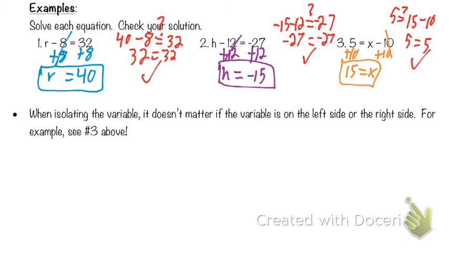Now we're going to solve using subtraction. When isolating the variable, it doesn't matter if the variable is on the left or right side. The equation is the same either way, okay? So whether you have 15 equals x or x equals 15, they're the same exact thing. We don't care. That make sense?